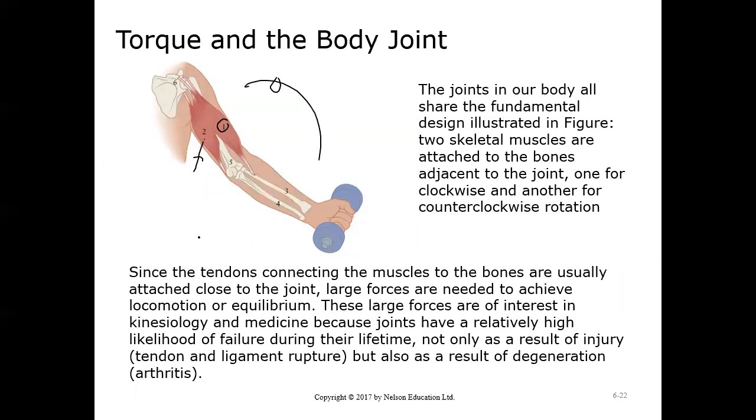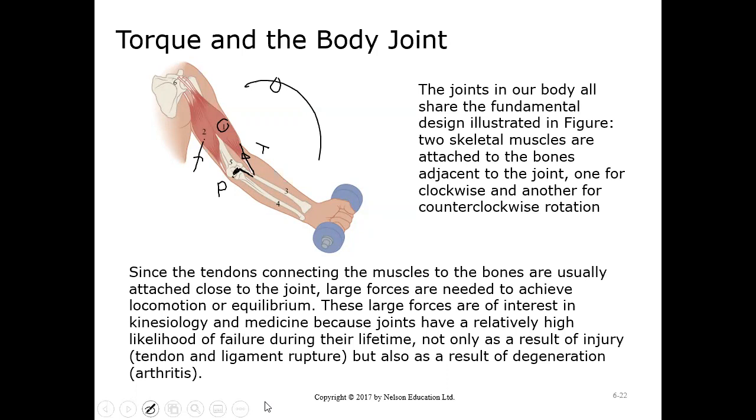What he means is, see, this is the joint, right? The pivot point. And this is the tendon. The tendon is very close to the joint. So the torque will be small, because torque is equal to the force multiplied by the distance to the joint, right? Because the distance is small, the torque is small.